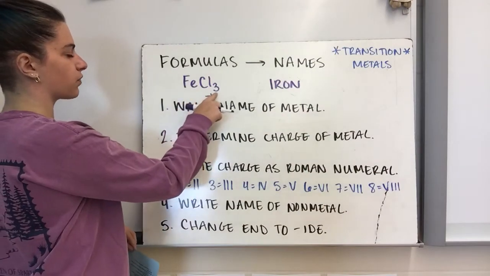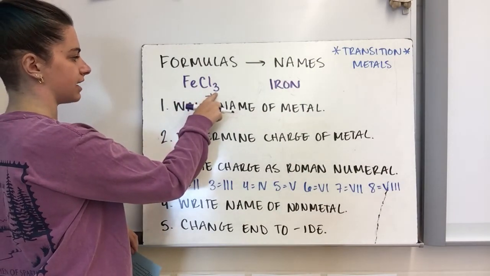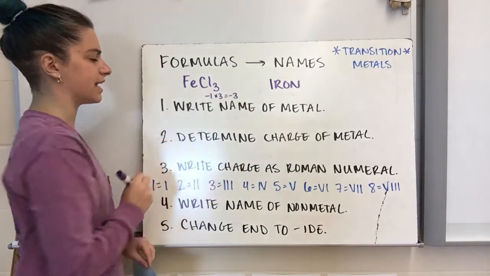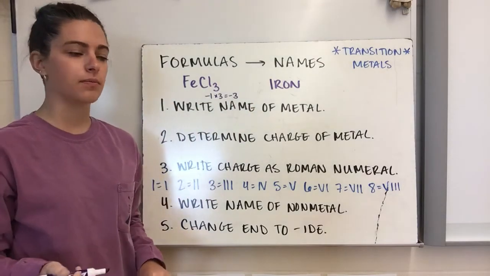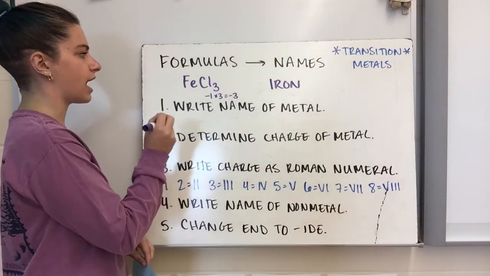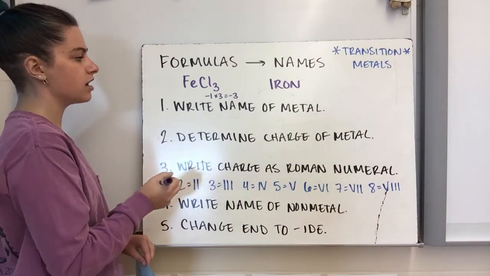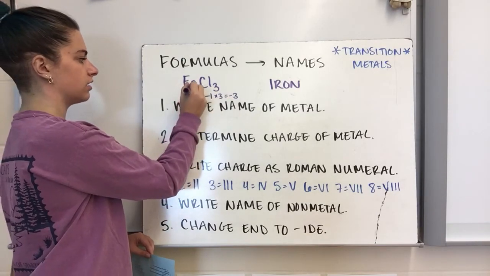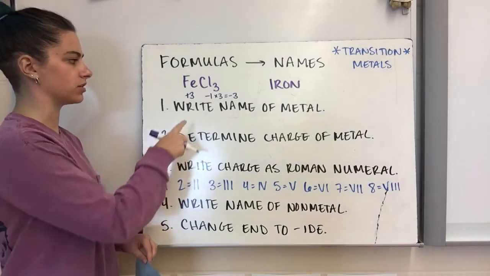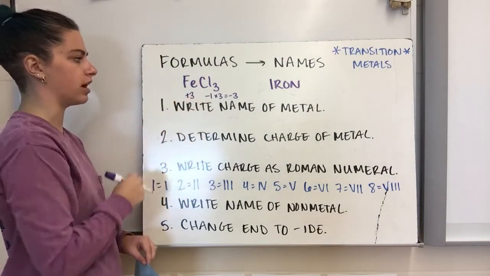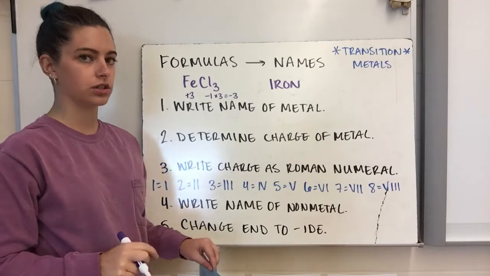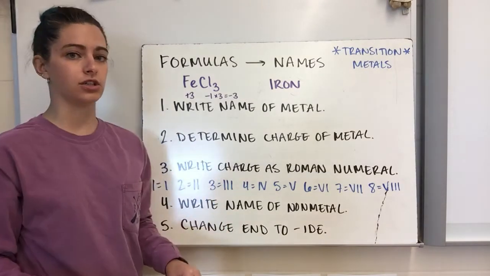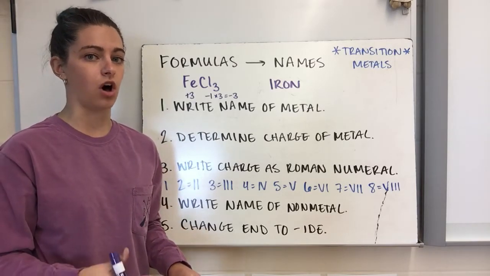Okay? If I have 3 chlorines, because that's what this little 3 means, I have a total of -3. Now, if you remember from ionic bonding, we need to have a neutral compound, okay? So if chlorine has a -3 charge, my iron has to have a +3 charge because I only have 1 iron, so my 1 iron has to have a +3 charge. So that's the hardest part of going from formulas to names for transition metals, is to figure out what that charge is on the metal.